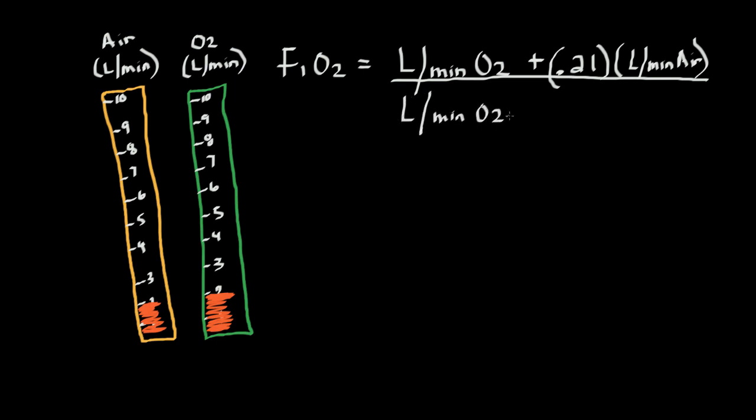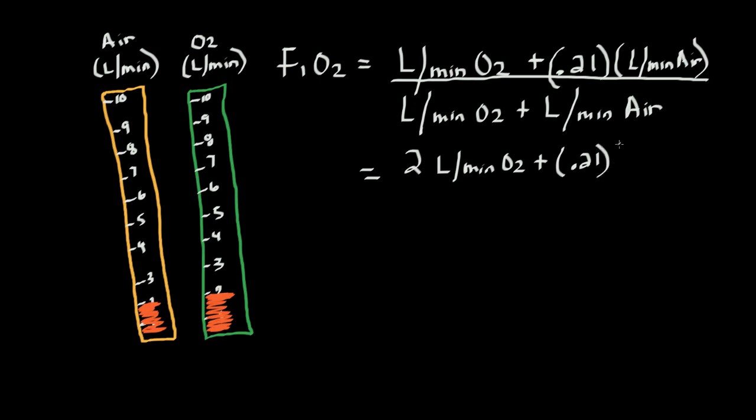Liters per minute of oxygen plus liters per minute of air. So let's plug in our numbers. We have 2 liters per minute of oxygen plus 0.21 times 2 liters per minute of air, all divided by 2 plus 2.